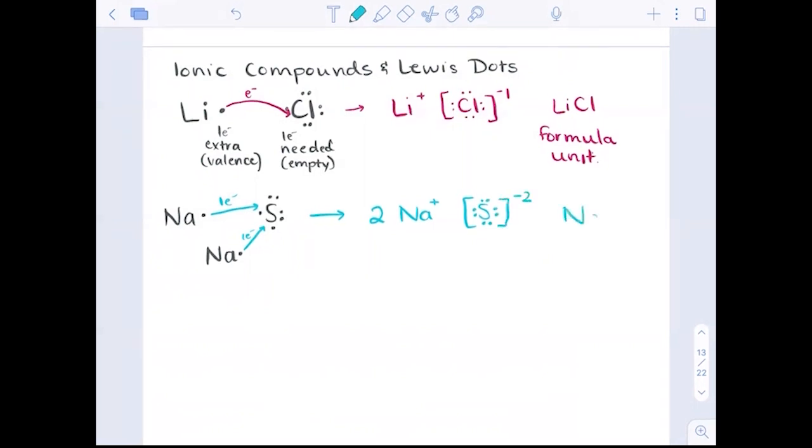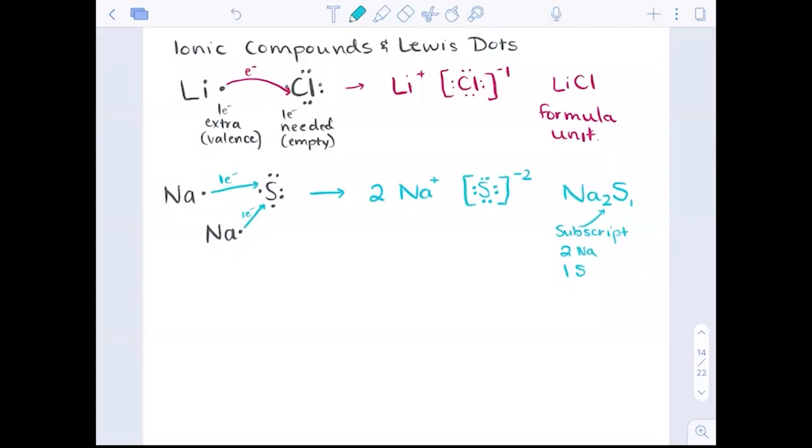So the formula unit is Na2S. Notice that that subscript identifies 2 sodiums for every 1 sulfur. We can understand that one right there.